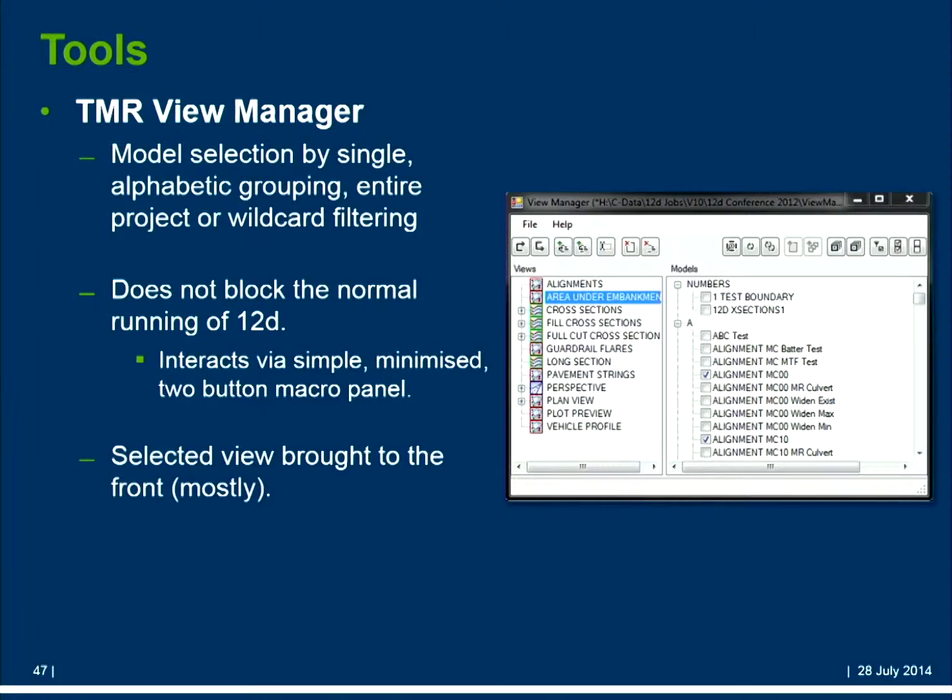You can select models by single model, by all models within a grouping. So I've alphabetically grouped the model names in that list on the right. Or you can use wildcard filtering as well. There's a couple of slides that will show examples of that. It doesn't block 12D running. It's an external application, but there's a 12D macro panel that sits dormant and minimized with a couple of buttons that I use to interact.